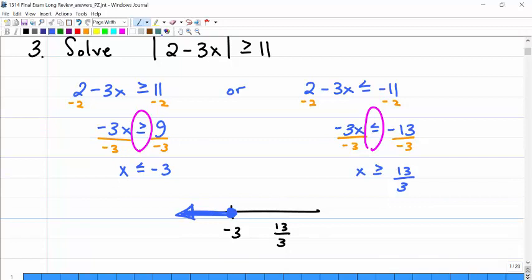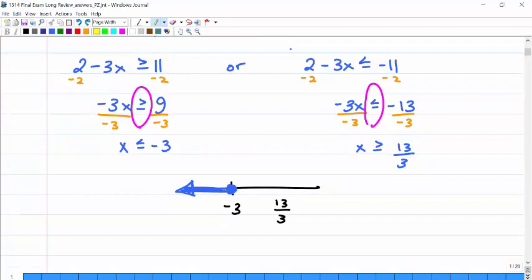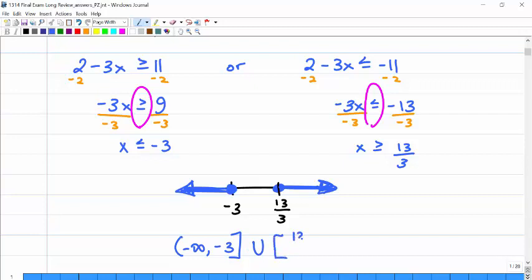So the solution to this inequality in interval notation will be parenthesis negative infinity, comma, negative 3 with a bracket, union, bracket 13/3, comma, infinity with a parenthesis.